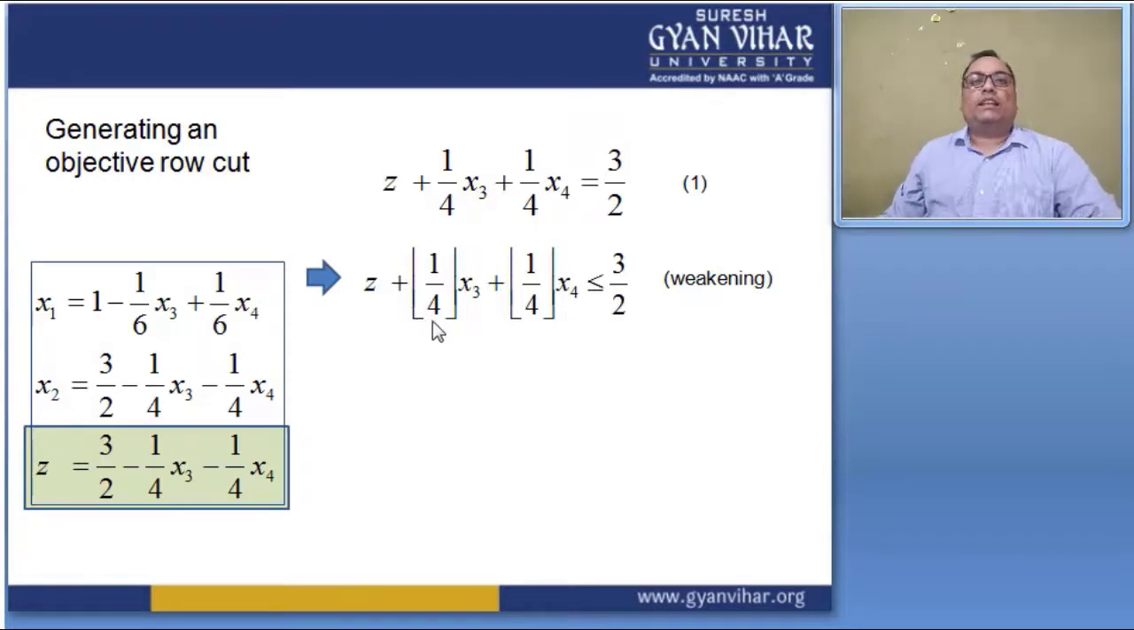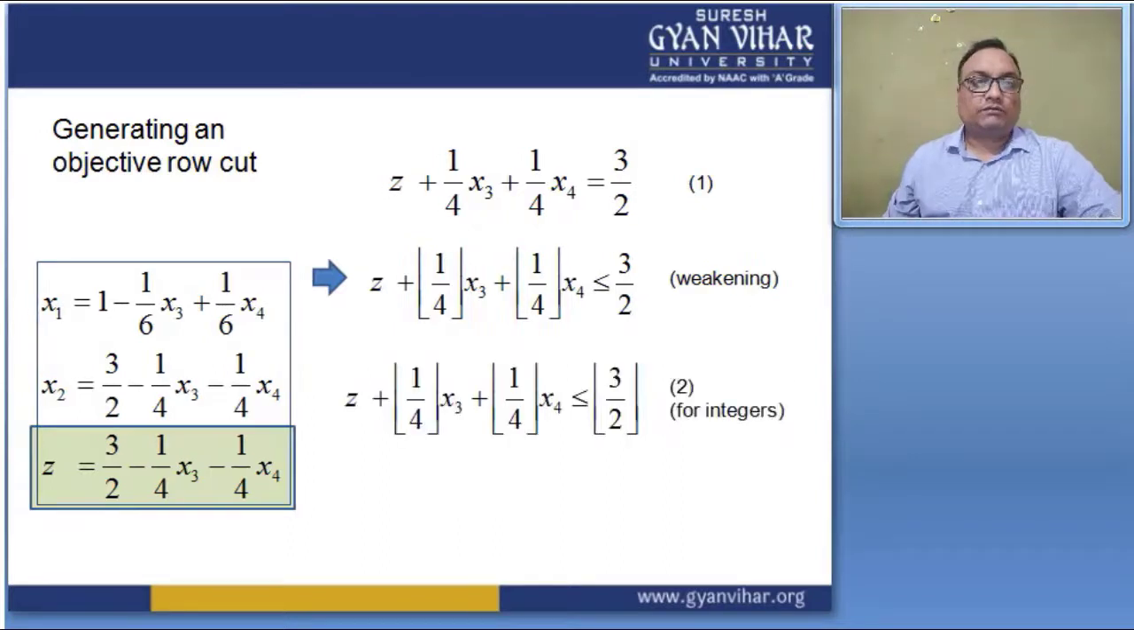For equation number 1, this is the weakening condition, one type of constraint, which shows z plus 1/4 x3 plus 1/4 x4 is less than or equal to 3/2. This is the weakening position. For the second case, z plus 1/4 x3 plus 1/4 x4 is less than or equal to 3/2. This is equation number 2, and this is for the integer values.